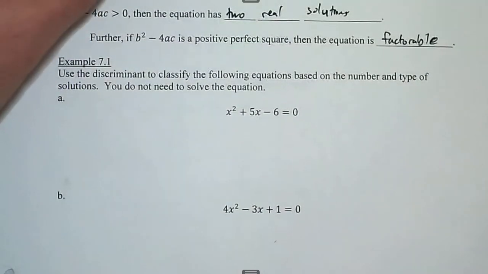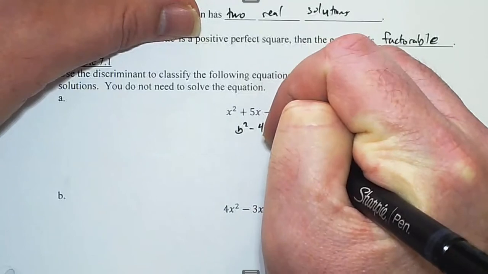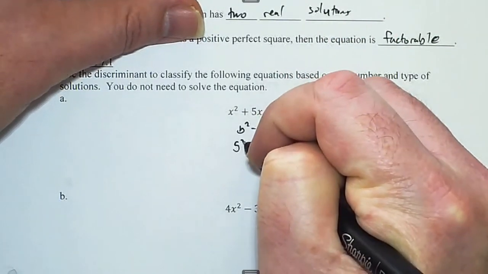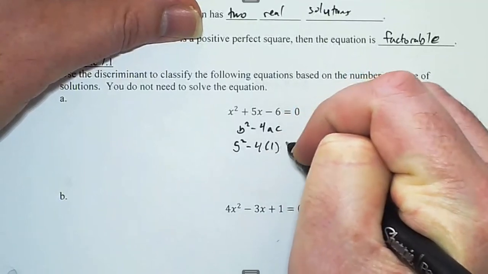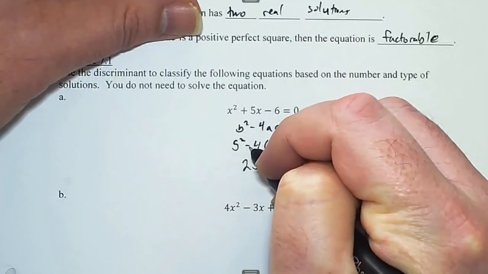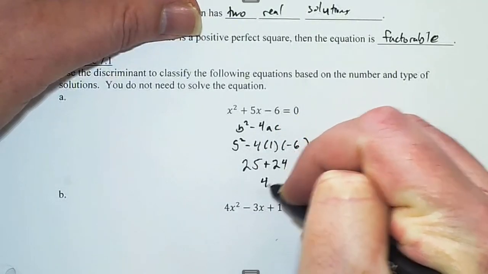So let's do the discriminant. B squared minus 4ac. So that's 5 squared minus 4 times 1 times a negative 6. So that's 25. Got a minus and a negative makes it a plus. 24, 49.